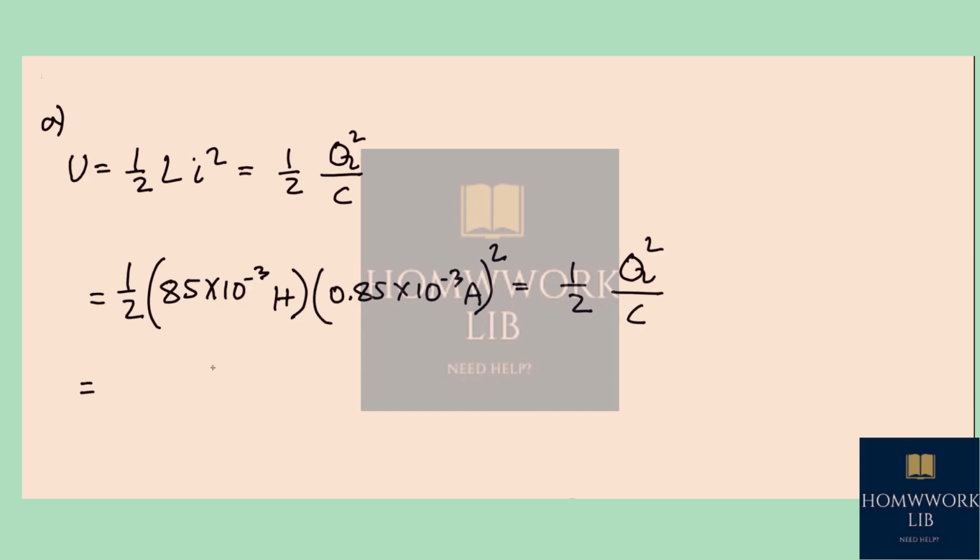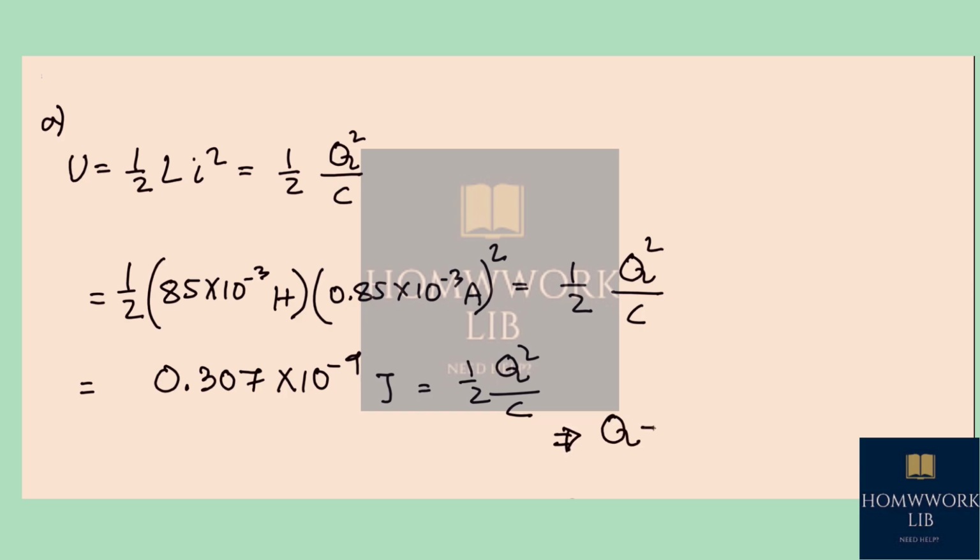Then on the next step, we can actually calculate this energy, which is 0.307 nanojoules, or 10 to the power negative 9 joules. And this is equal to half of Q squared over C. Now from here, if we solve for Q, we already know the capacitance, which is 3.2 microfarad. So if we solve for Q from there, we should get Q as 44.3 nanocoulomb.